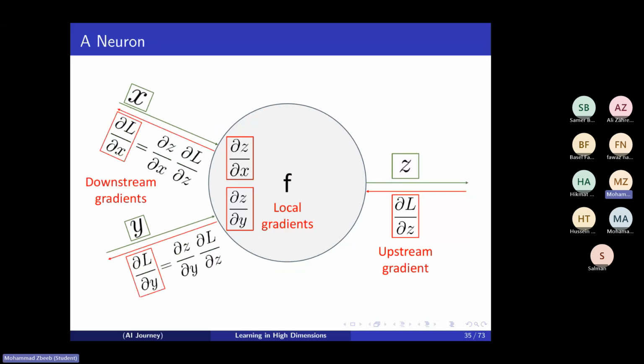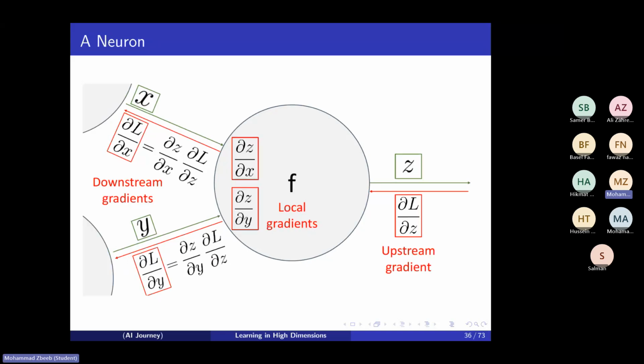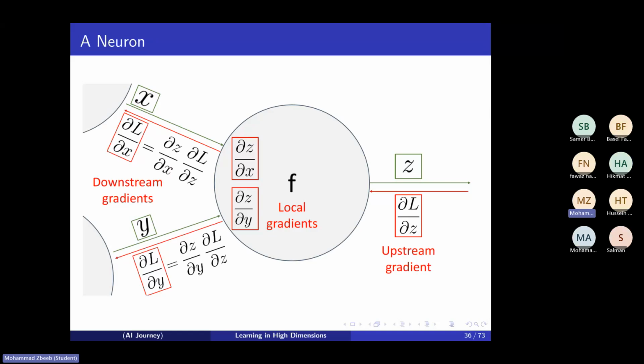I need to chain those مع بعض, the local gradient and the upstream gradient, to produce the downstream gradient, which is the effect of x itself on the cost and effect of y itself on the cost. And this is true for every neuron. So I take this downstream gradient, and it's now an upstream gradient, and I propagate it back to all the layers behind me. And this is the recursion stuff.